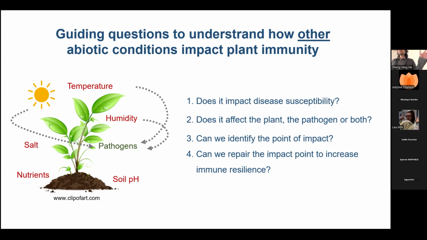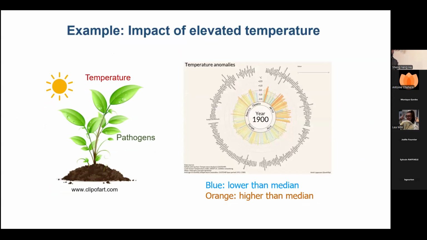So these are the four kinds of workflow. We're at a very early stage on most of these projects. We went through temperature a little bit further, so I'm going to give this as an example of how we do it and get your input on that. So, the effect of temperature. You all know this, so I'm going to skip this.